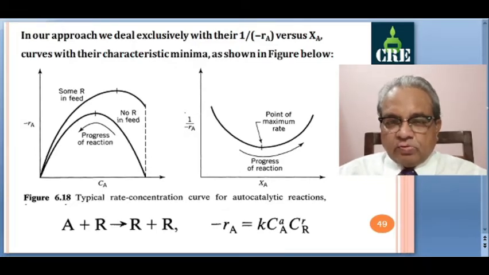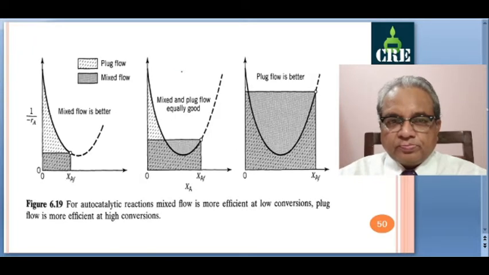Same can be expressed in 1 upon minus Ra as a function of conversion. So this is the curve like this. This is the point of maximum rate or point of minimum 1 upon minus Ra value, and this is the direction of the progress of the reaction. Ca0 to Ca falls, and 0 to Xa, this is increasing. So progress of reaction in this direction, the nature is different. We will deal with this type of definition of the problem.